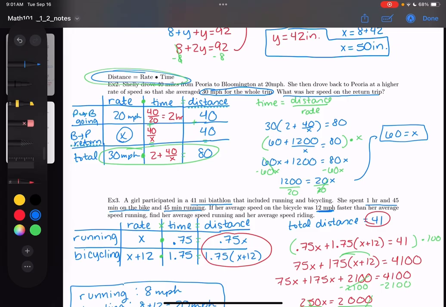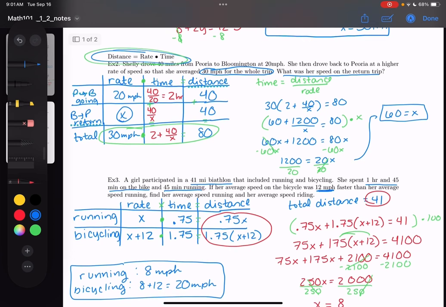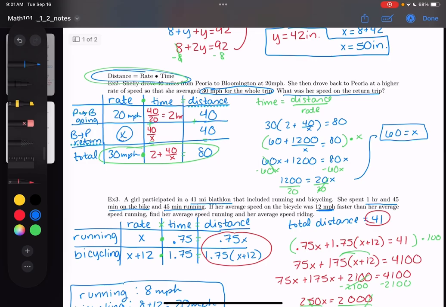Just be careful. Sometimes you may be asked to find something else, kind of like with example 3, how we were asked to find the running and the bicycling rates. So just watch out in case maybe there's another part of the question.